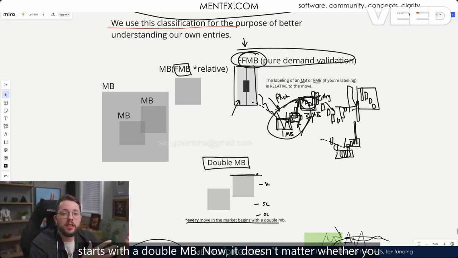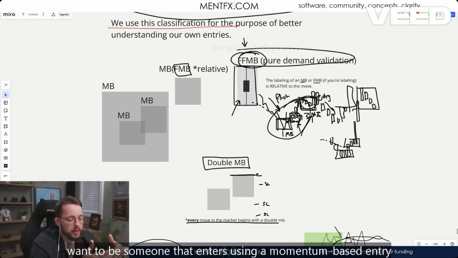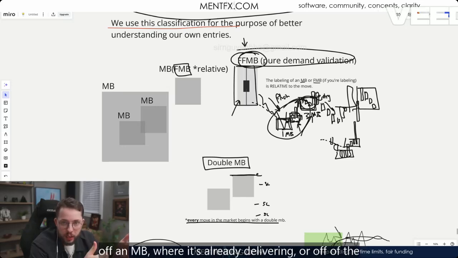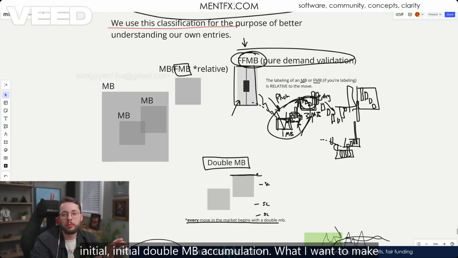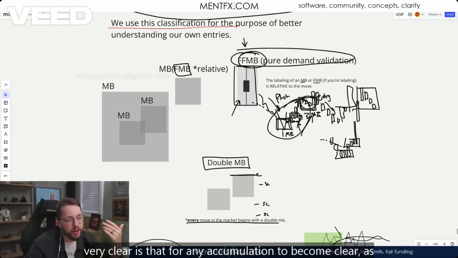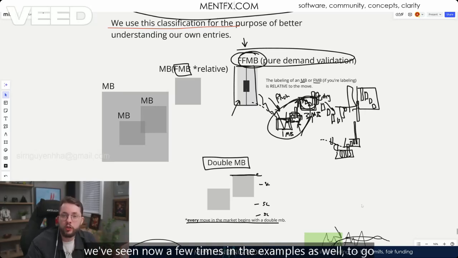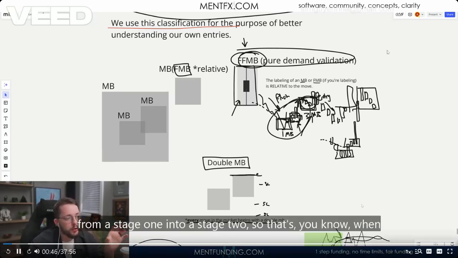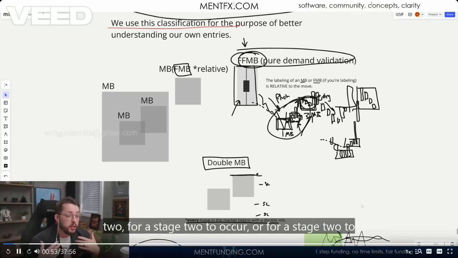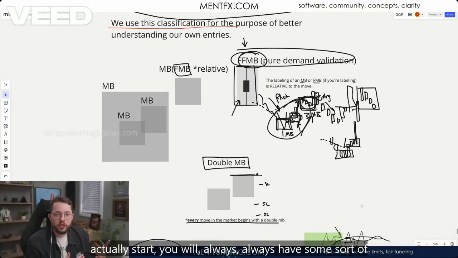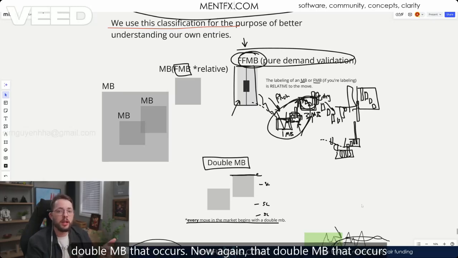Now, it doesn't matter whether you want to be someone that enters using a momentum-based entry off an MB where it's already delivering, or off of the initial double MB accumulation. What I want to make very clear is that for any accumulation to become clear, as we've seen a few times in the examples, to go from a stage one into a stage two, for a stage two to actually start, you will always have some sort of double MB that occurs.